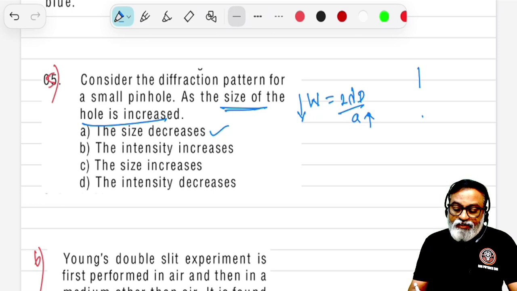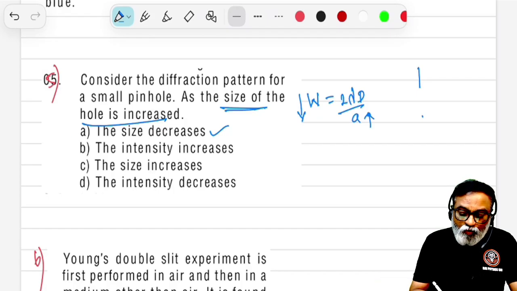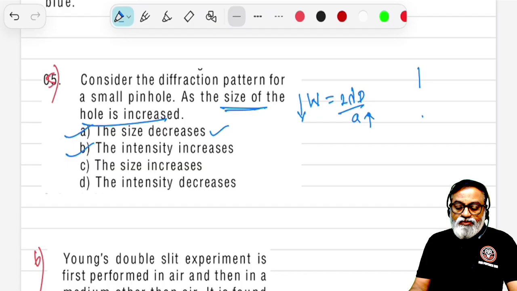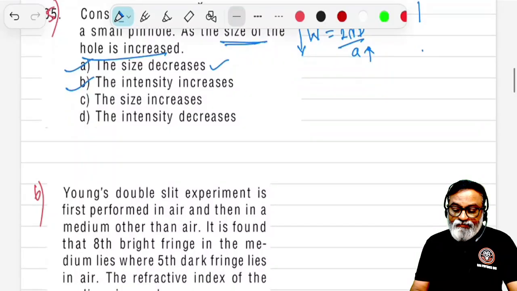As the size decreases, most of the light is concentrated in a small region, therefore the intensity also increases. Here both the answers are correct: the intensity increases and the linear width of the central maximum decreases.